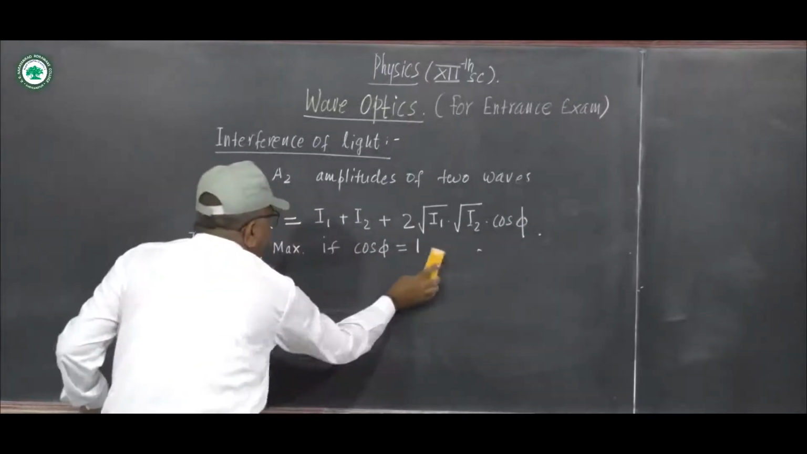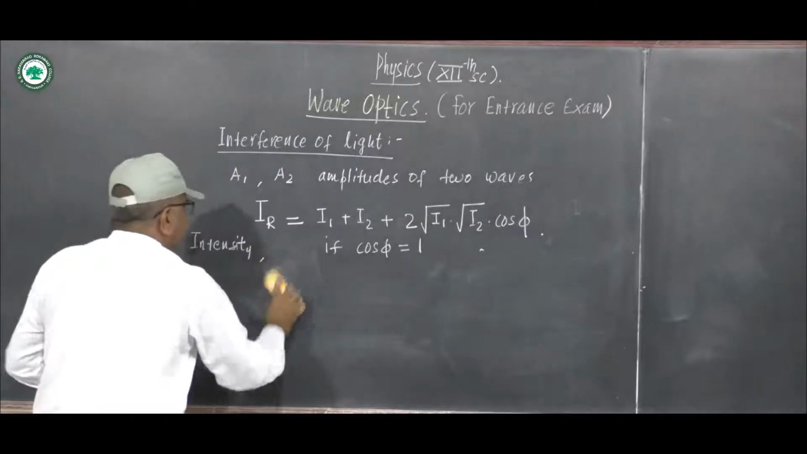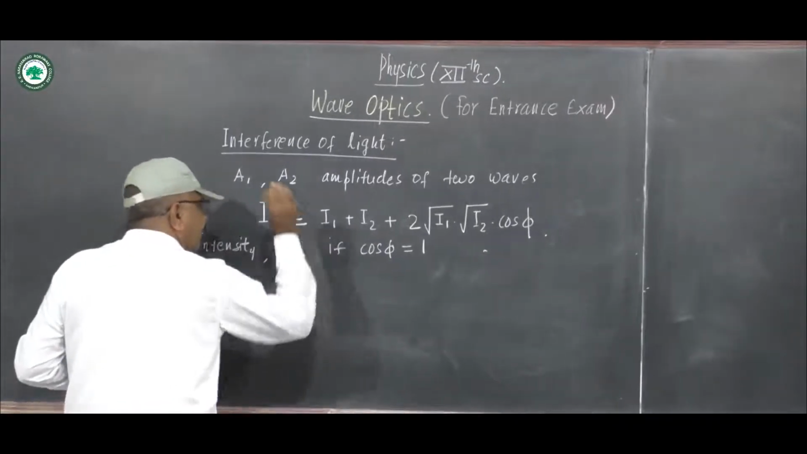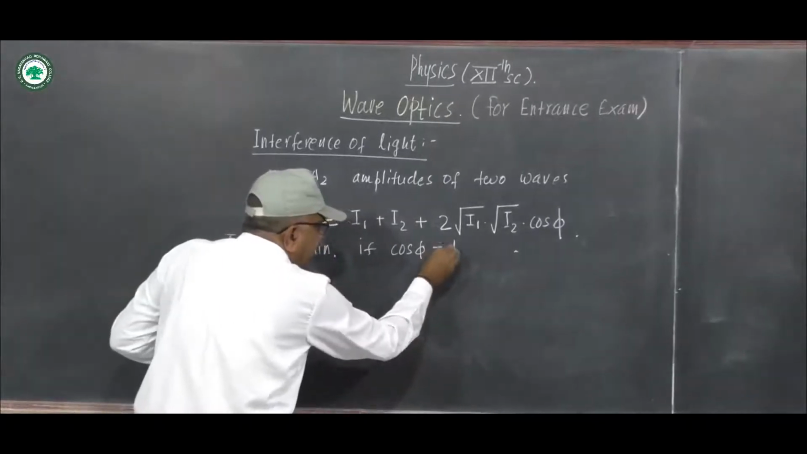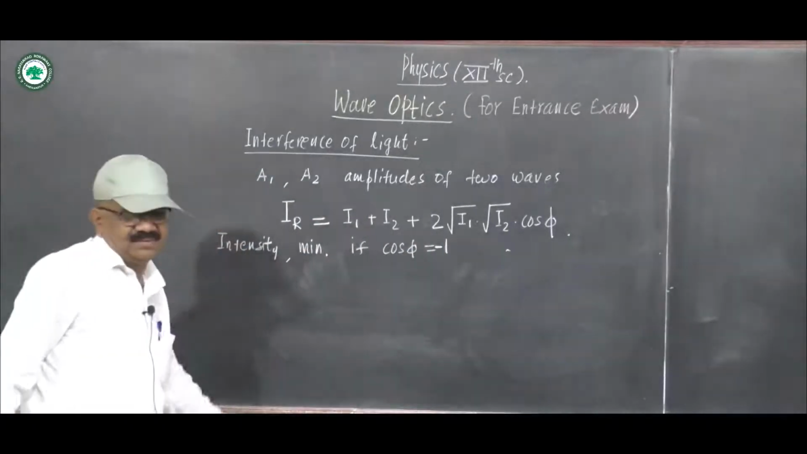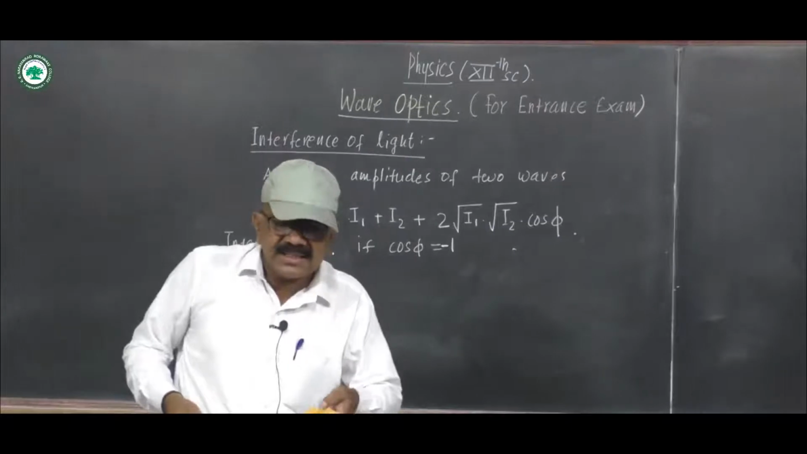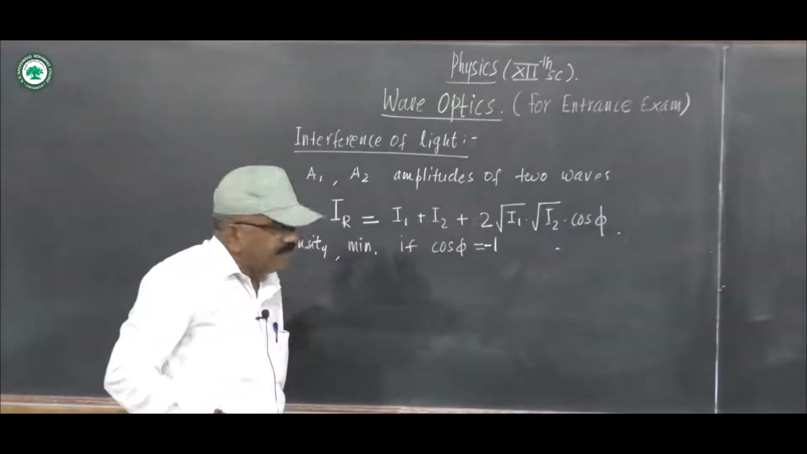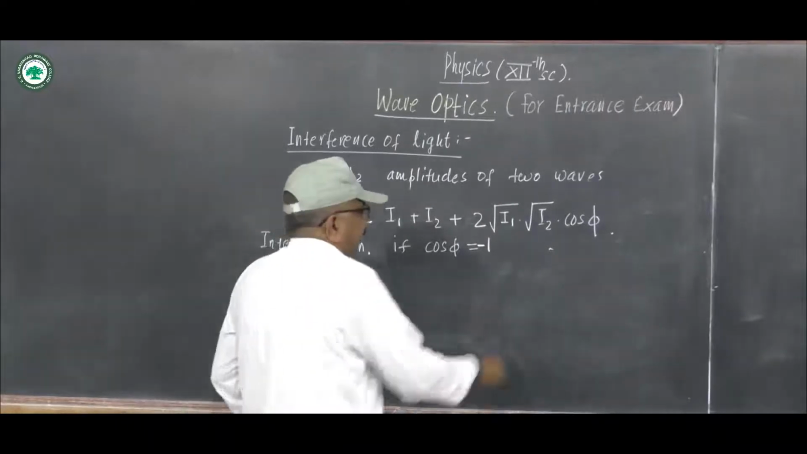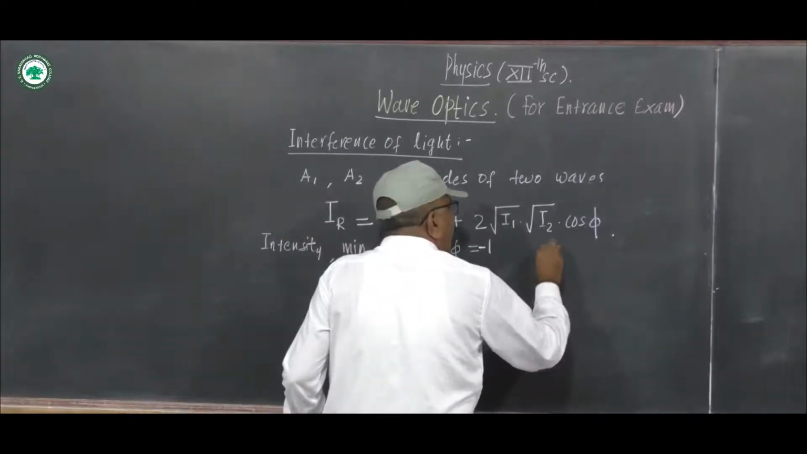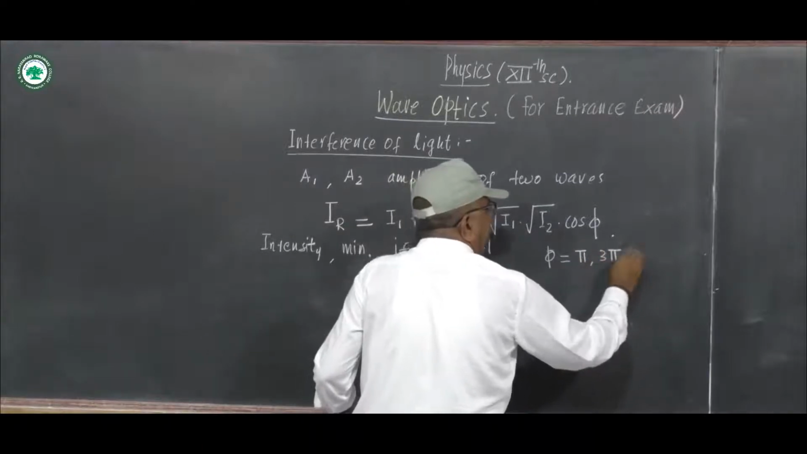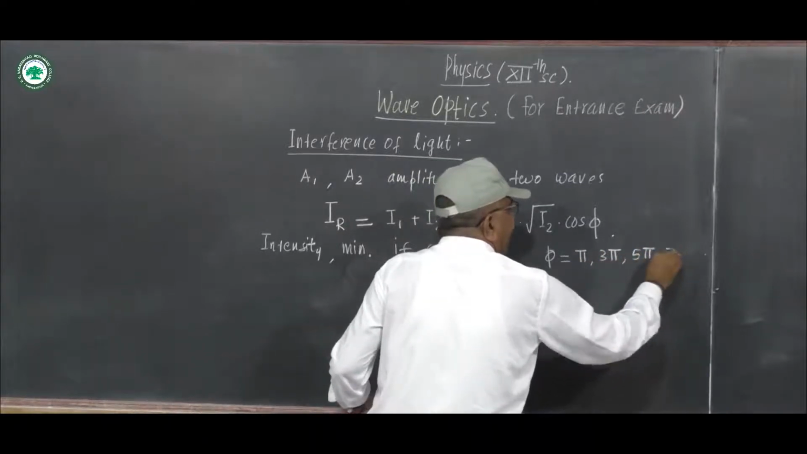Intensity will be minimum if cos phi is minus 1. Then intensity will be minimum. And the value of cos phi will be minus 1 if phi is pi, 3 pi, 5 pi, 7 pi, and so on.